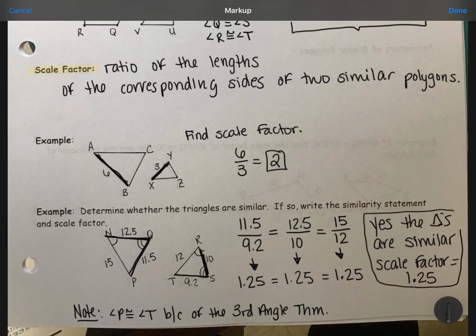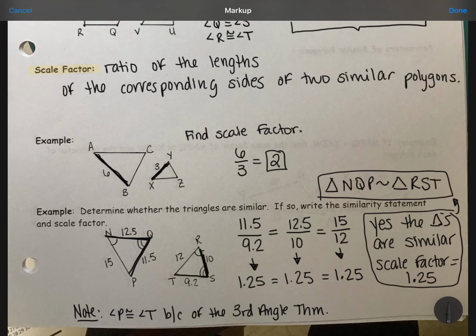So I still need to put my similarity statement in here, which I'm running out of room. I'll just put it up on top. So I can say triangle NQP is similar to triangle, and you have to line up your letters. So N corresponds to R, Q corresponds to S, and P corresponds to T. So that is my similarity statement for that example there.